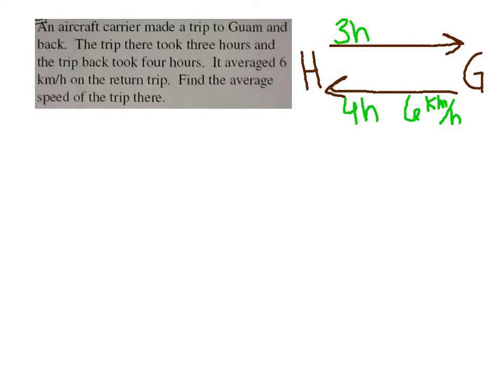Because it's a classic distance equals rate times time problem, I'm going to go ahead and label the speed of my trip there as R, kilometers per hour. So this is, as I said before, distance equals rate times time. We're looking at the trip to Guam and back.